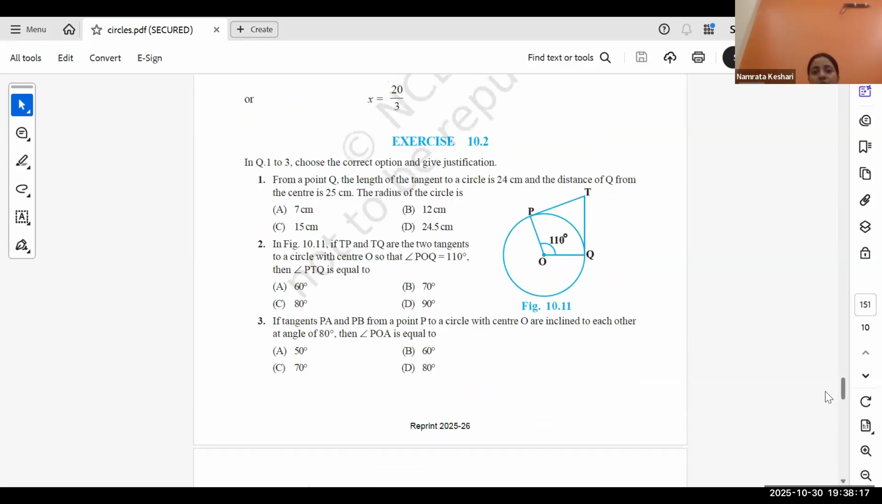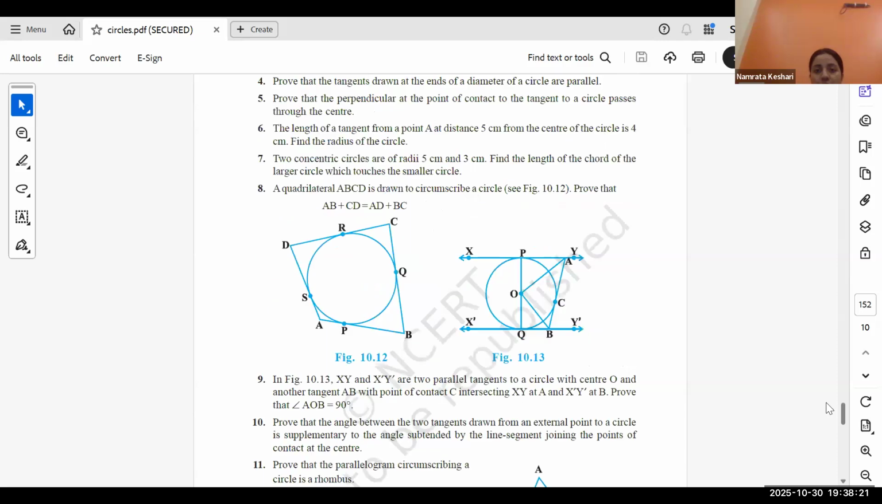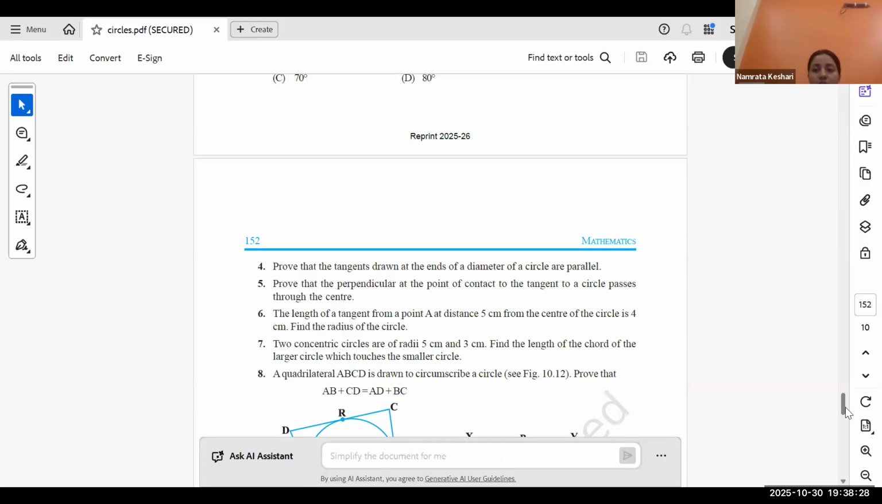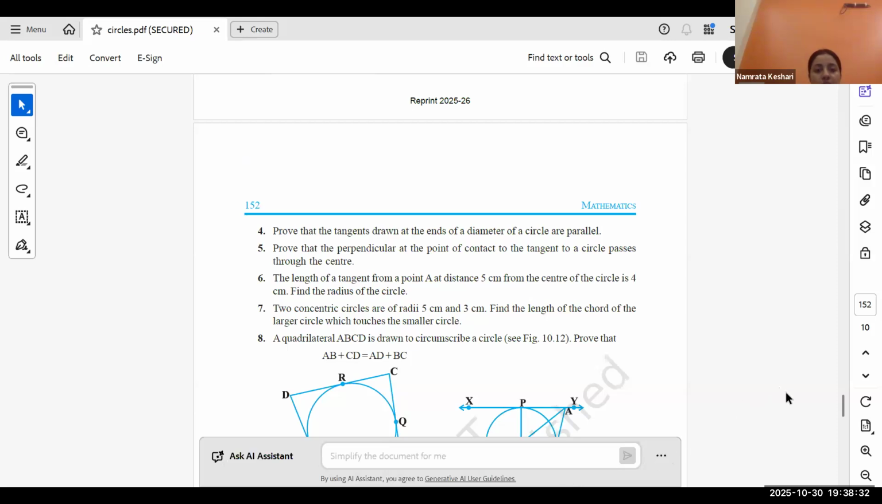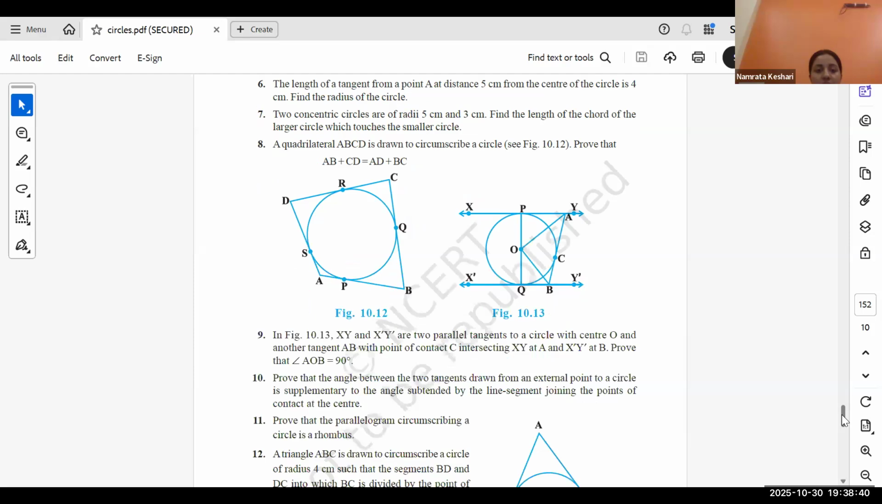We were doing 10.2. I have taken questions randomly from here. So today I'll be picking the questions which I have not taken yet. I am going to take question number 4 and 5 because I have not taken these. However, question number 6, 7, and 8 I have already explained.